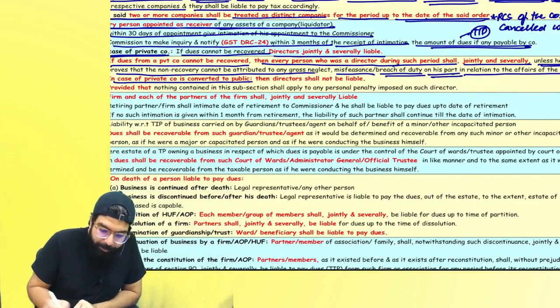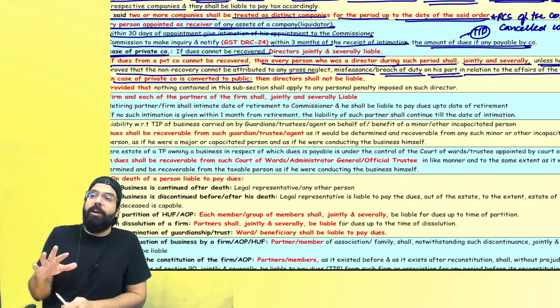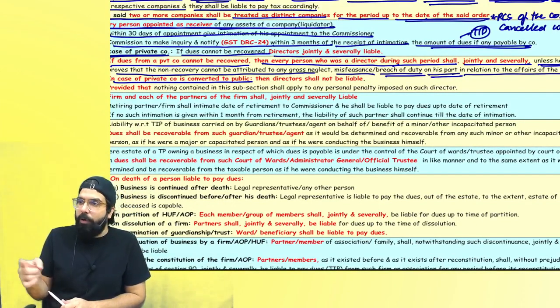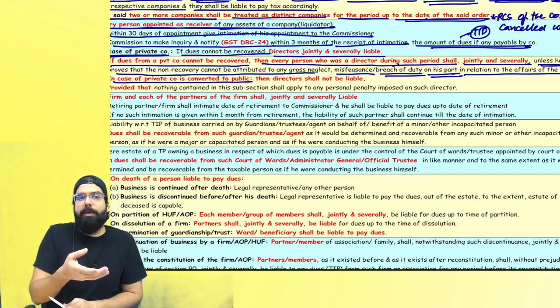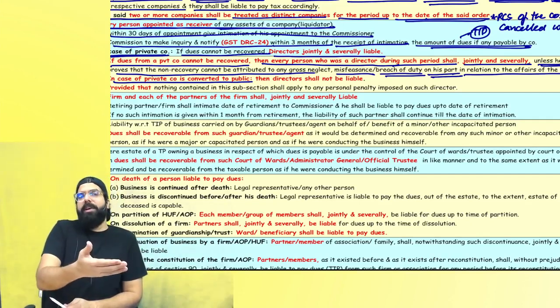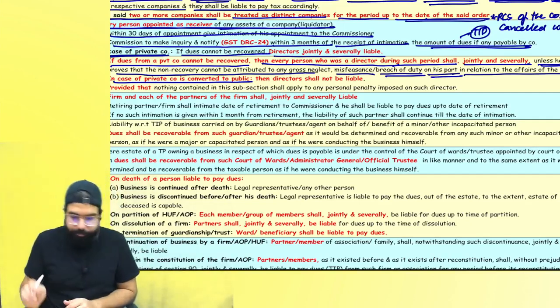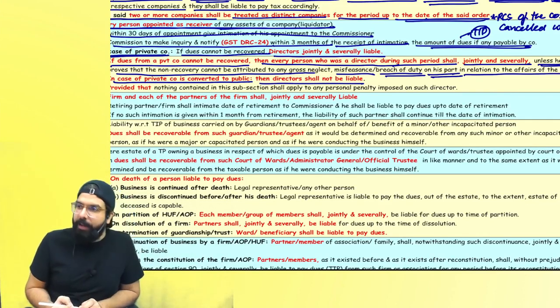Sir, private company, public company. Private company converted into public company. Will directors be liable? No. In the case of a public company, the company will be liable, and then if any liquidation is happening, the liquidator will be liable. Then the director shall not be liable.